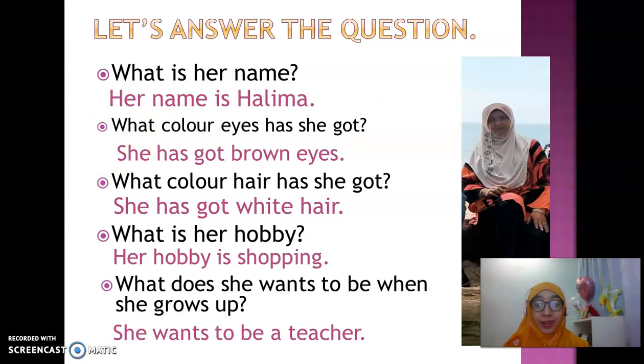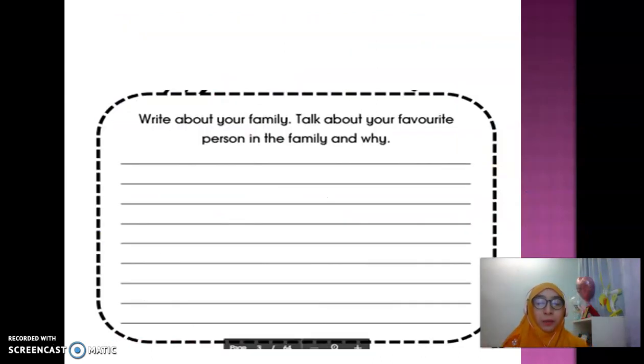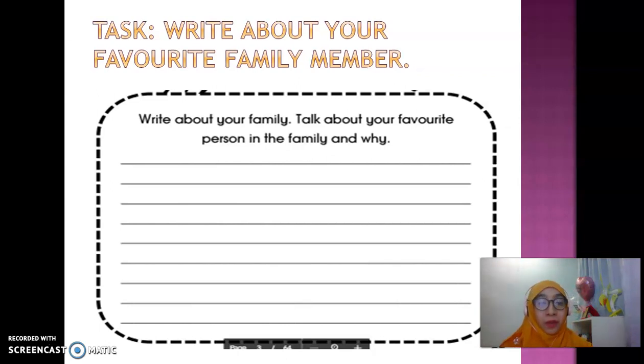Let's look at how we are going to do our task, which is writing. Write about your family. Talk about your favorite person in the family and why. We don't have to use why today because there's not enough space. We're just going to write about our family and our favorite family member. I'll be giving you two examples, one male and one female, because I have one brother and one sister.